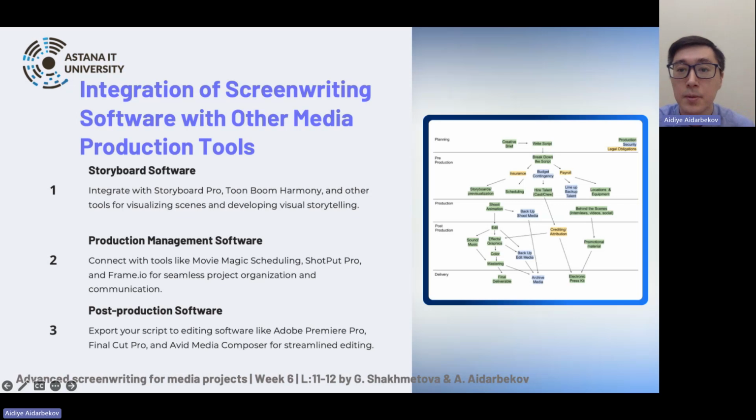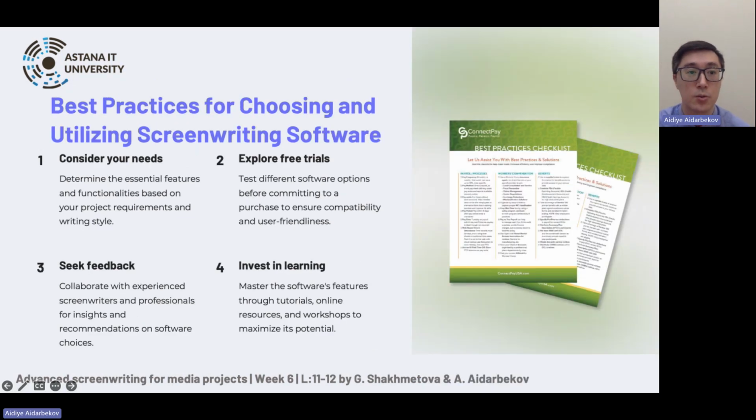It's when we start to edit our created projects. After we film them, we can start to edit them in visual programs like Premiere Pro, Final Cut, and so on. Now, best practices for choosing and utilizing screenwriting software. Again, how I first started to work: as I said previously, I used Microsoft Word, so I was an amateur. But then I found out that I can use professional software like Celtx. Firstly, consider your needs and determine the essential features and functionalities based on your project requirements and writing style.